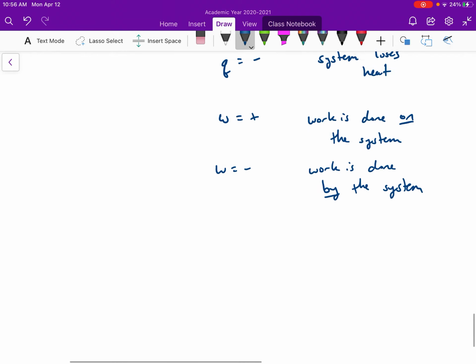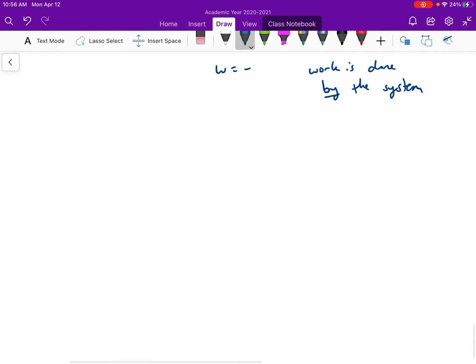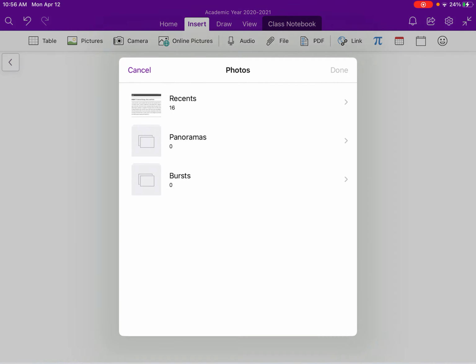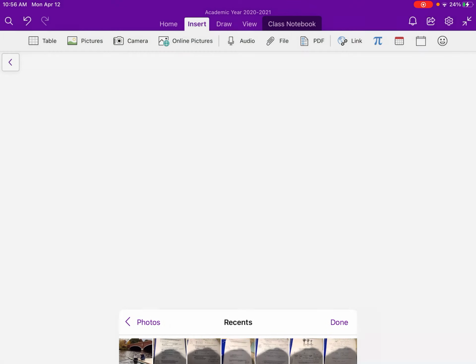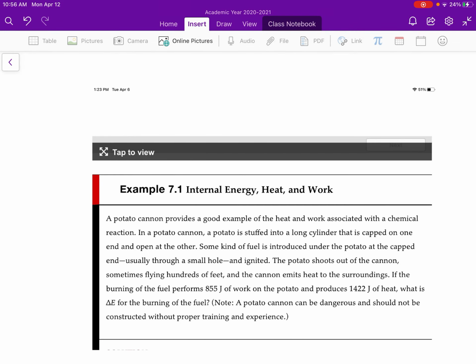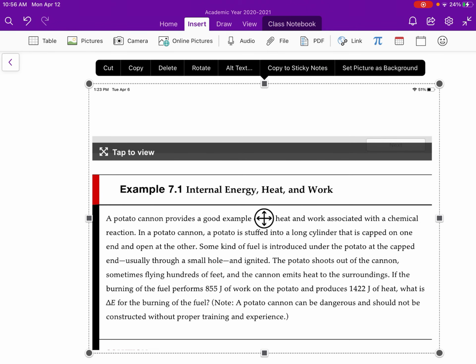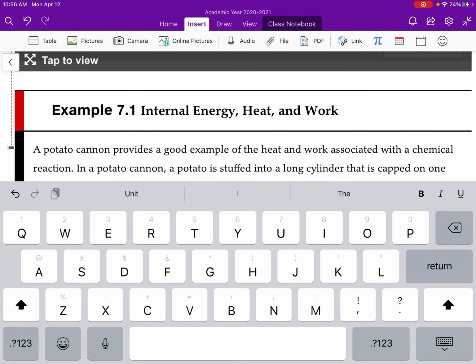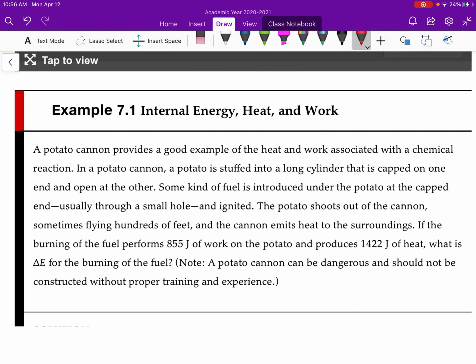Okay, so we're doing a quick example here to help us figure this out. This is actually the example from the textbook. So really quickly, let's put that in here. Okay, perfect. Here's our problem, and then we're going to go through it.